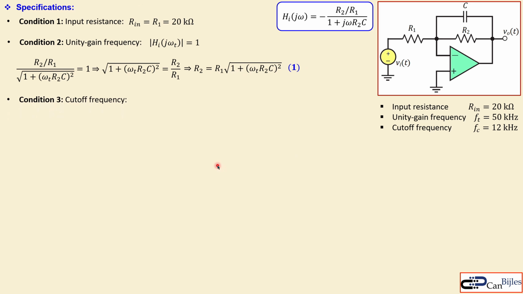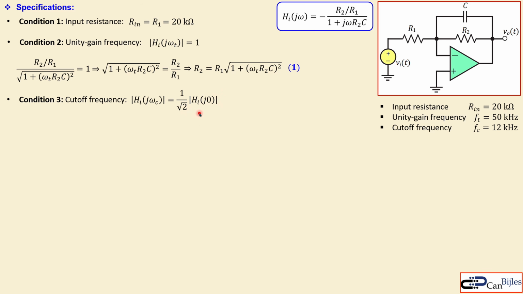The condition 3 about the cutoff frequency means the following actually, that our transfer function, again in the absolute form, at that specific frequency, which is omega c, which is 2 pi times this frequency, must be equal to 1 over the square root of 2 times the low frequency gain.